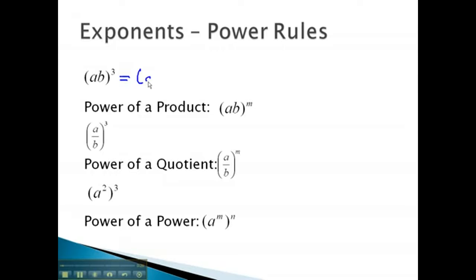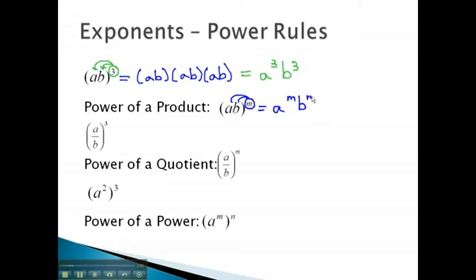(a times b) cubed means the product a times b is there 3 times. This means the a factor is there 3 times, and the b factor is there 3 times. What we see is the exponent of 3 was allowed to go on each factor, both the a and the b. This is called the power of a product, where we take the exponent and place it onto each factor. (a times b) to the m equals a to the m times b to the m.